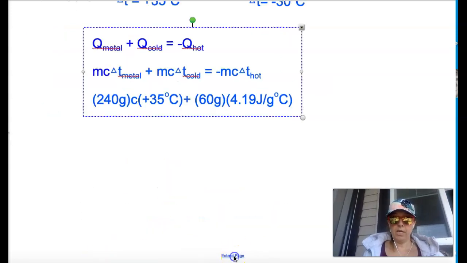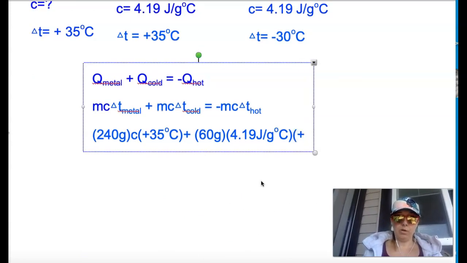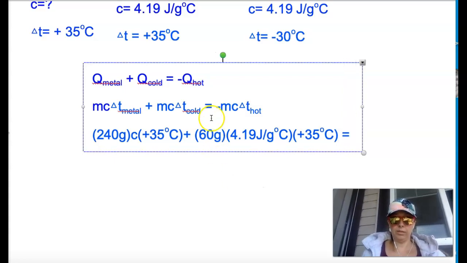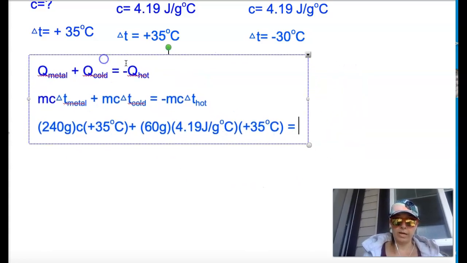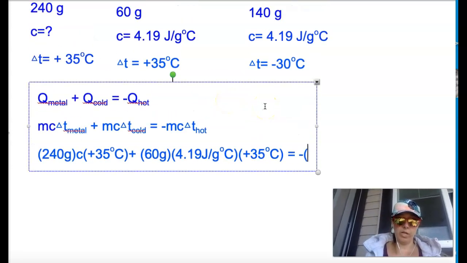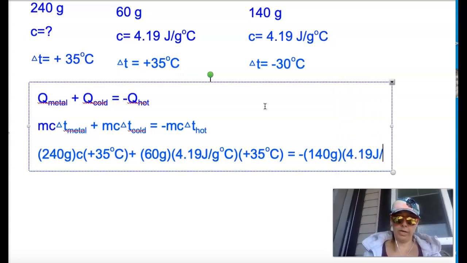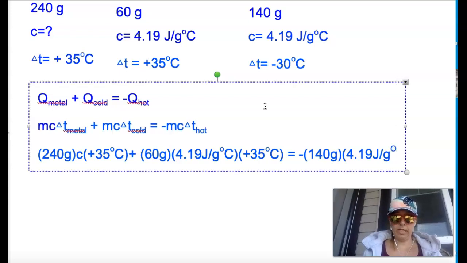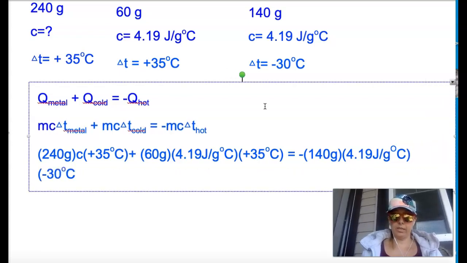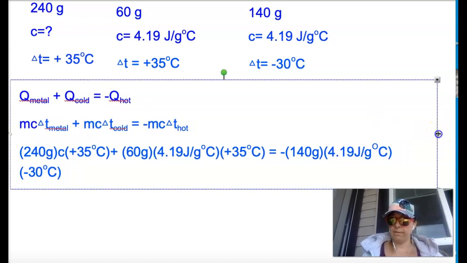And let me just extend the page. Okay, and then that is going to be times that positive 35 degrees C. And that is going to equal, hold on, I'm just going to shift this all over because I'm going to run out of space on that side, the negative MC delta T of the hot water. So negative 140 grams times the 4.19 joules per gram degrees C, and then times negative 30 degrees C. I'm going to shift that over just a little more so I can make some room for that.